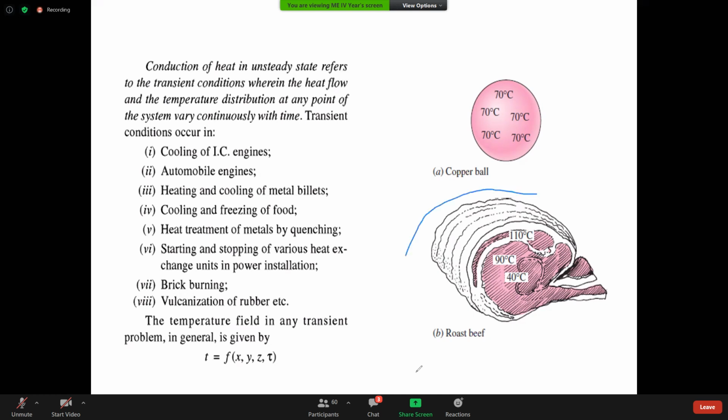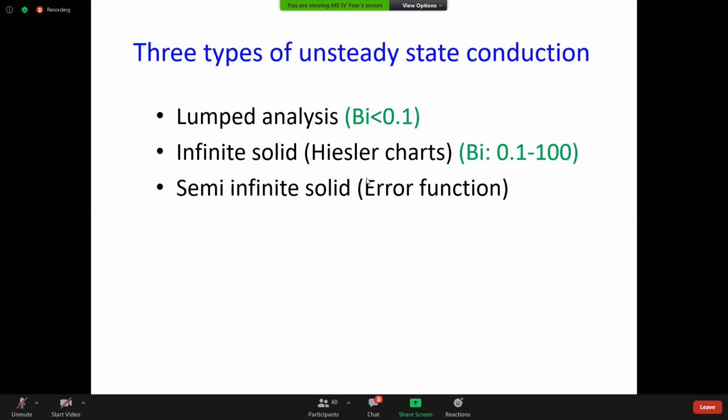Right? So for the infinite solids and semi-infinite solid cases, we go for the Heisler charts and error functions. And for lumped analysis, it will be different. There is a small derivation here, which is also a little bit like the temperature profile of fins. That is the only equation here. You see, there are 3 types of unsteady cases: one is lumped analysis, infinite solid, and semi-infinite solid.